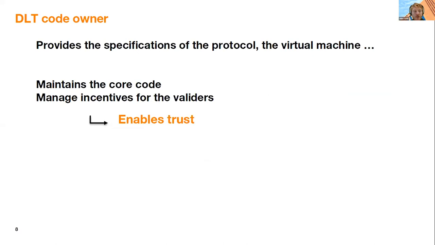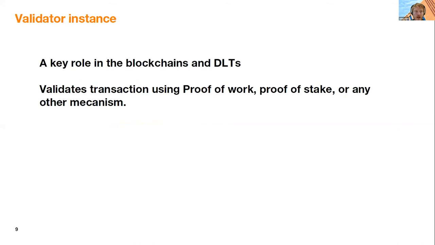And it's very important because, as we'll see, it's often a foundation or a big company. It maintains the code. And also it is the one who could manage incentives for the founders. So it is the one who establishes trust inside the blockchain. We then have the validator instance. And of course, it's a key role because it validates transactions. It could be done using any algorithm, proof of work, proof of stake, or any other mechanism.